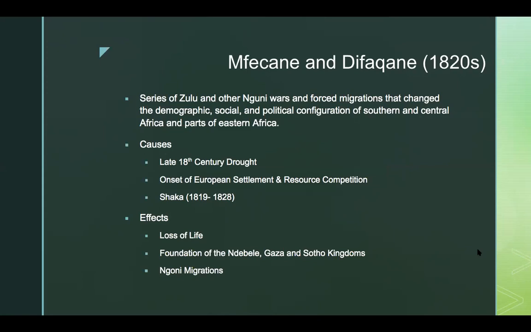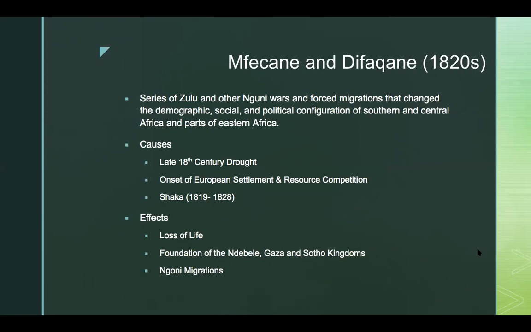And his ambition in large part is what ends up causing a lot of conflict between him and others, essentially where the name Mfecane, the crushing, comes from, right? In which he would, historically it has been said, crush the different nations and other groups around him in a bid to absorb them into a growing Zulu kingdom. This starts to happen in 1818, and his reign lasts until 1828, but we'll talk more about Shaka in the following slide.